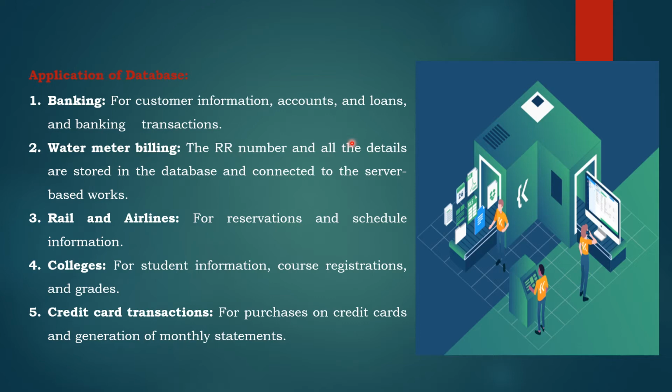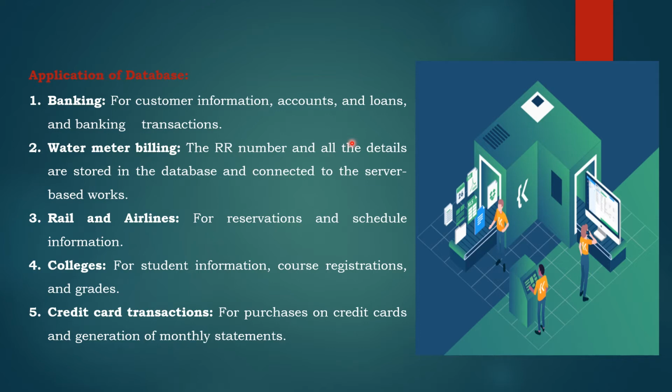The previous reading and the present reading are used to calculate the number of units. Where will we get the previous reading? It is stored in the database. It is connected to the server based works so that we can easily get the previous reading. And the present reading, you will get the particular amount of water used in 1 month so that your bill will be generated.